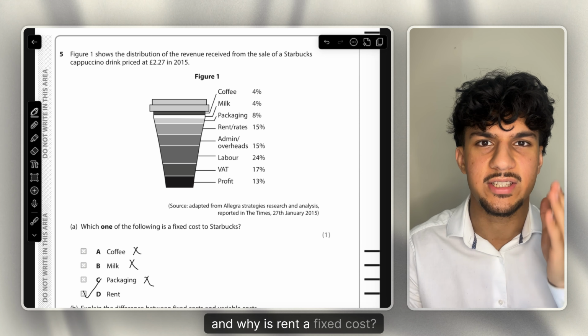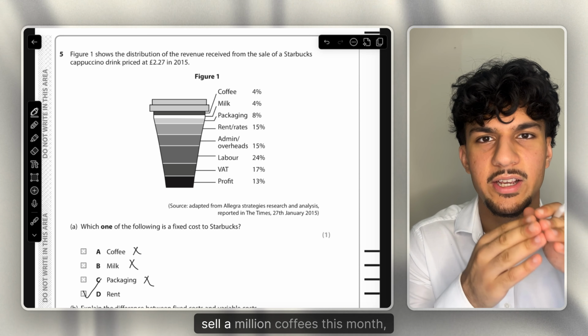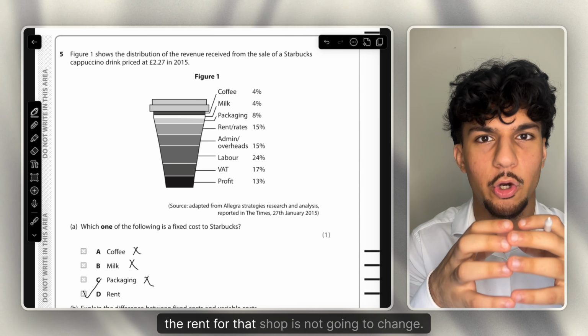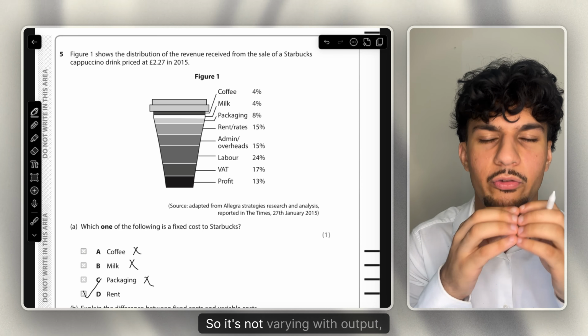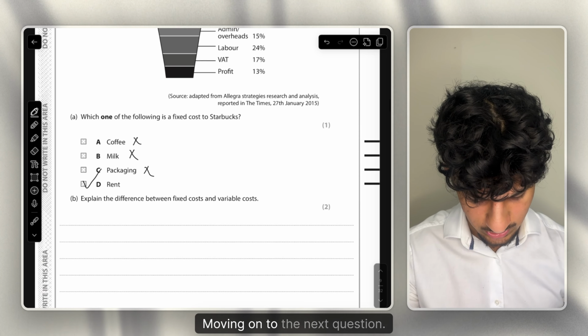And why is rent a fixed cost? If Starbucks sell one coffee versus if they sell 1 million coffees this month, the rent for that shop is not going to change. So it's not varying with output, therefore it is a fixed cost. Moving on to the next question.